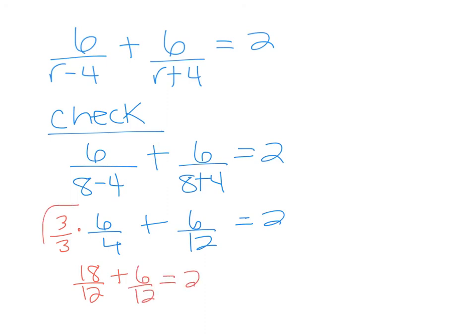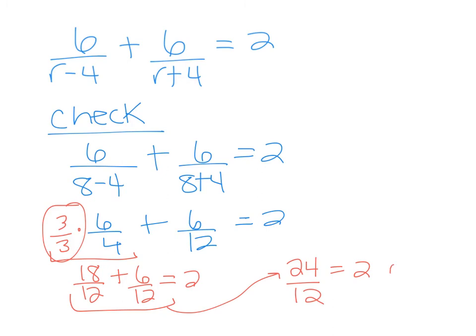And the reason why I multiplied by 3 here is so that I can get a common denominator of 12 and combine my two fractions, which gives me 24 on top. 18 plus 6 is 24. 24 divided by 12 is equal to 2, which is a true statement. Therefore, r equals 8 is a valid solution.